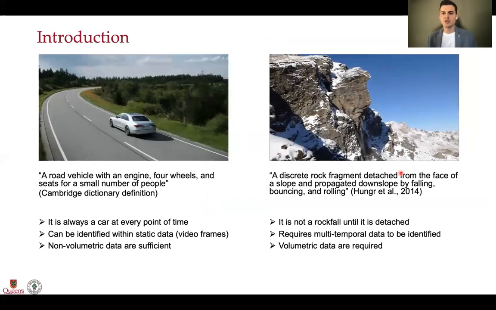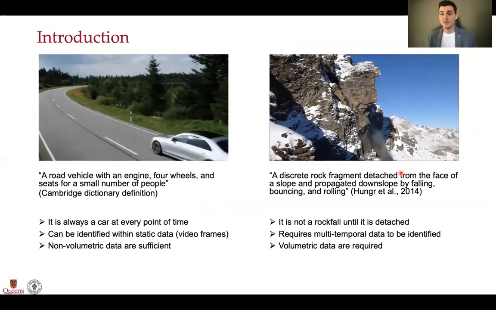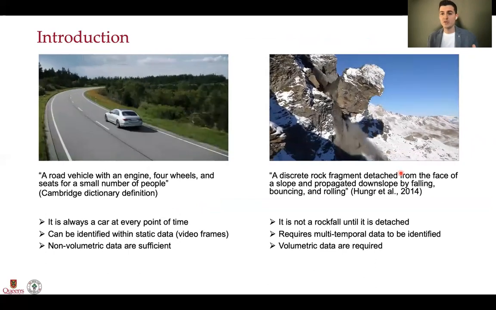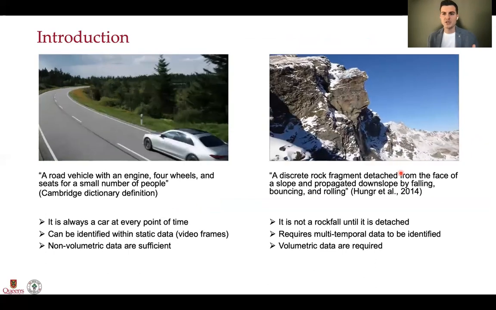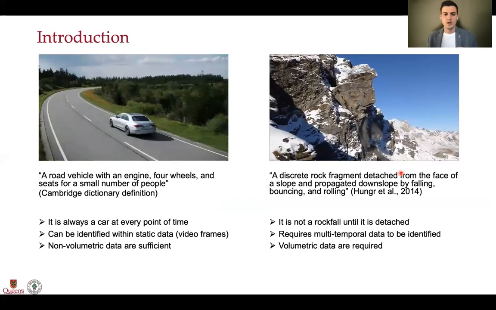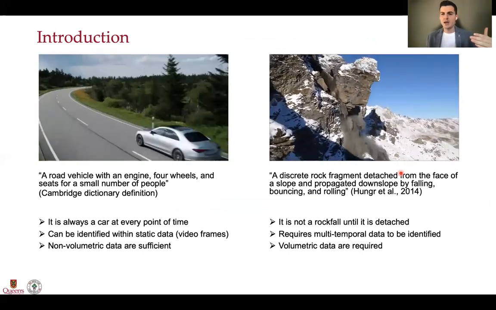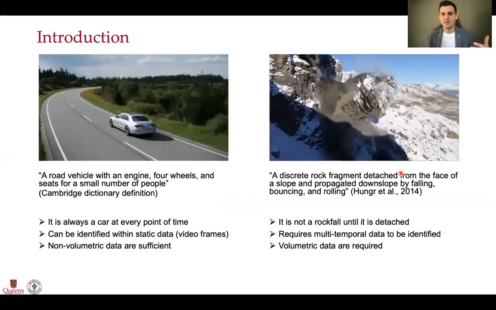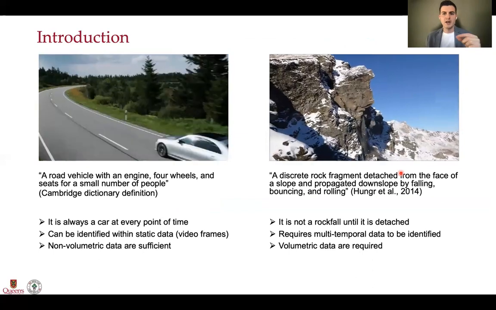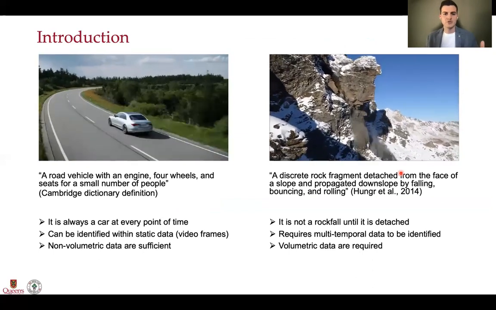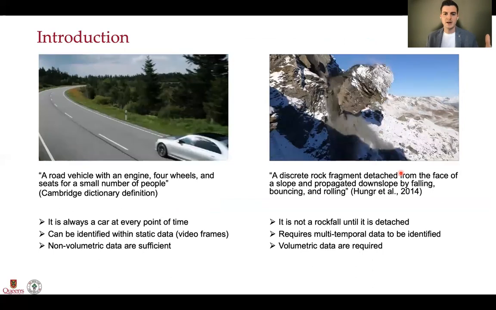A car, for example, as we see in the video, is always a car at every point of time, can be identified within static data, which is the frames of the video, a sequence of images, and non-volumetric data are sufficient for this task. In every second of this video, the car is still a car.